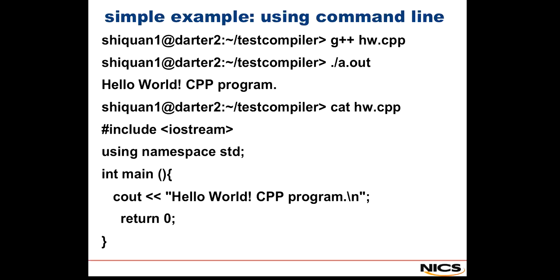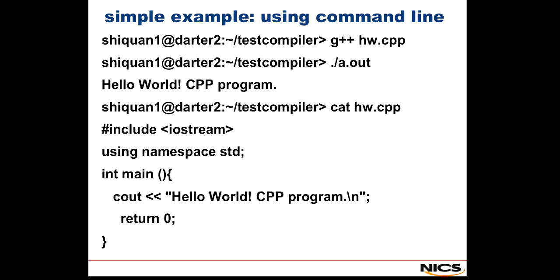So here is a simple example. We can use a command line command to compile a very simple code. For example, I have a hello world program. It's a C++ program. On the slides, I also cat my hw.cpp file, which is my code. As you can see, it's really simple, but it includes most of the components we need to compile a code.